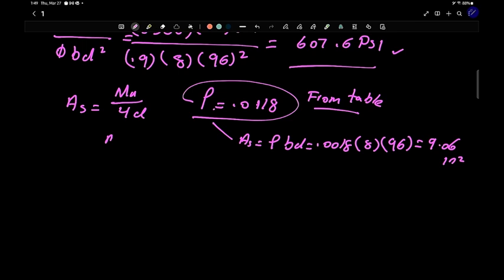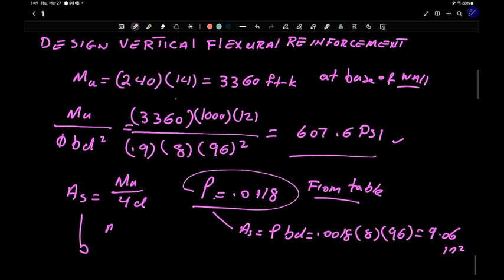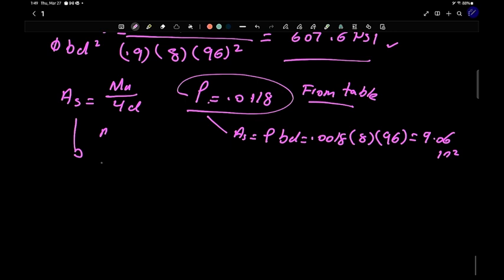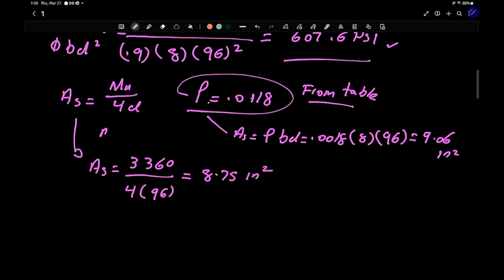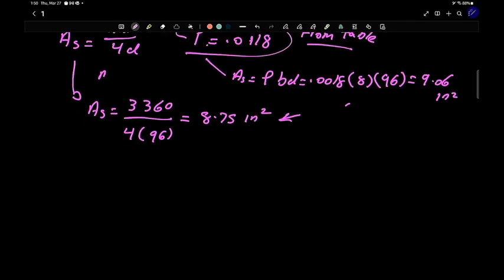Now remember, these numbers are conservative. If we use this one here, Mu came out to be 3,360, it has to be in foot-cube, by the way, 3,360, and divide that by 4 times 96. That gives us 8.75 inch squared. Very similar. I think this is closer than that one, but anyway, that's for another day.